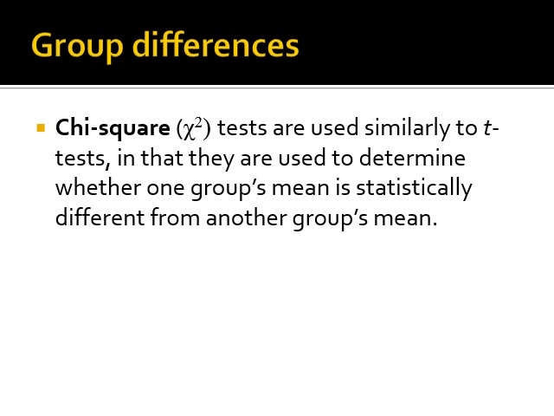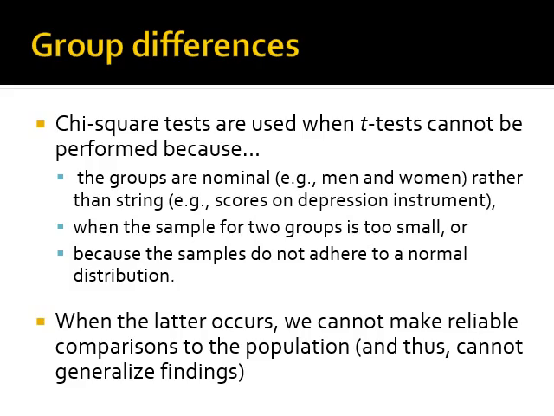Now we've looked at t-tests, we also have to understand chi-square, which is not that much different than t-tests, but is used in particular circumstances. Chi-square tests are used similarly to t-tests in that they are used to determine whether one group's mean is statistically different from another group's mean. Chi-square tests are used when t-tests cannot be performed because, and there's two major reasons.